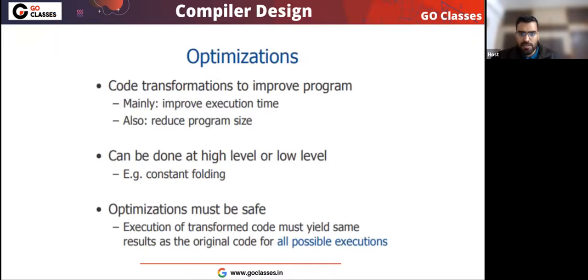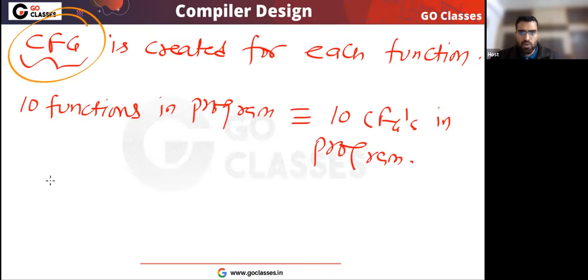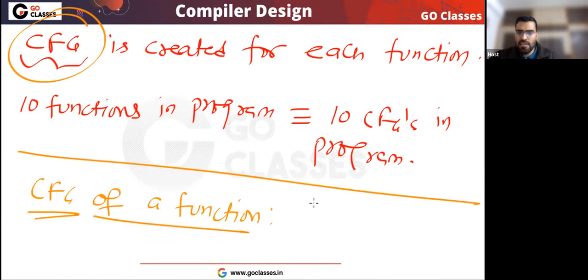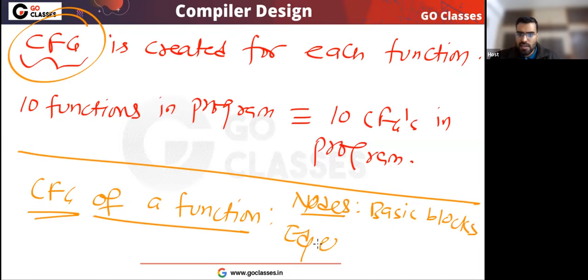Anyway, let me come back to this point. And you know what is a control flow graph? For the control flow graph of a function, the nodes are the basic blocks. You already know. And the edges, what are the edges? Edges are the possible control flow. Correct or not? Yes or no?